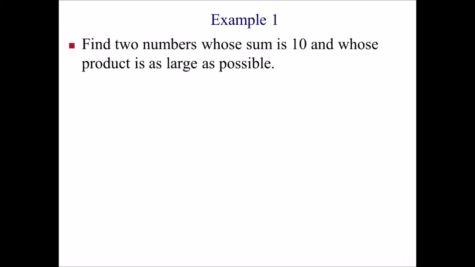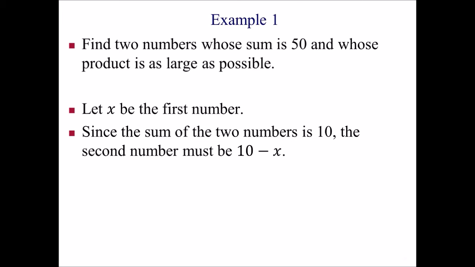First example I want to look at is finding 2 numbers whose sum is 10 and whose product is as large as possible. So we're maximizing product here. Let's start by defining variables. Let x be the first number. The second number has to be 10 minus x.